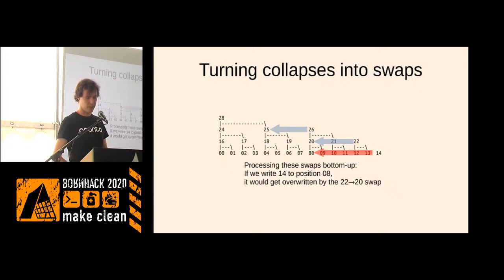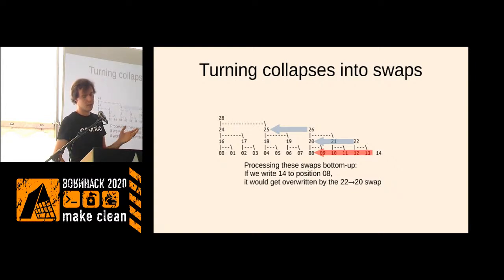Okay, but there's an issue, and this is why there's not only swaps, there are also these collapses. That's basically because some of the swaps you would do would get erased later. So the red arrow is what is called a collapse, right? We're trying to move the 14 to 8, and if you do that, then it will get moved to the end by the next one, by the 2220, because the 2220 thing would move 8 and 9 with 12 and 13.